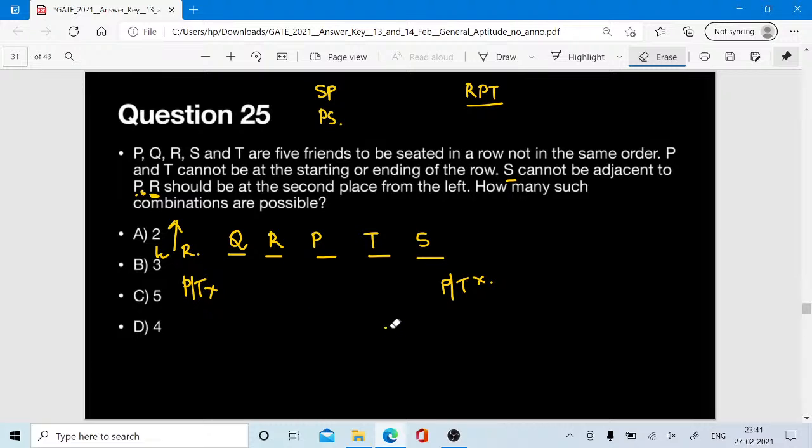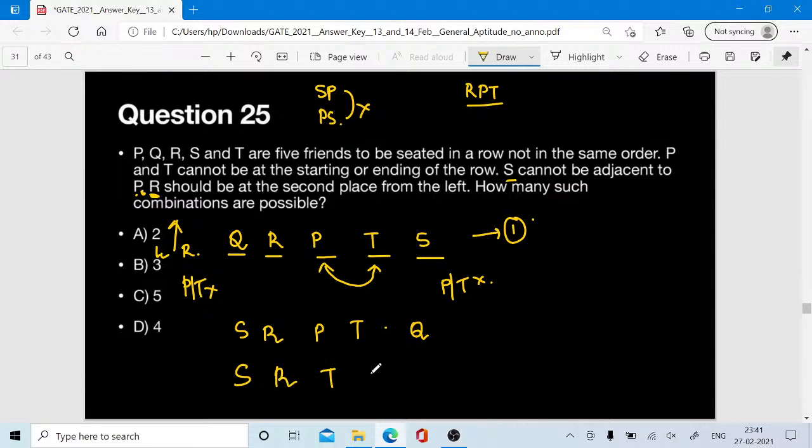So what all can I change here? Let us keep R here itself. P and T have to be in this position only, because if P comes here, PS happens, and PS cannot be possible. So this is one combination that can follow. Another combination which can follow is S shifting. So this can be written as SRPTQ, and the same combination can happen here, SRTPQ. Apart from this, no other combinations are possible.